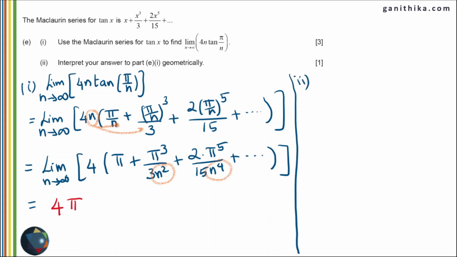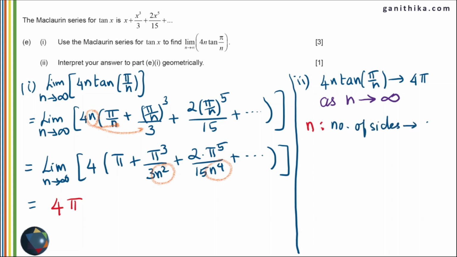And what are we going to do for question 2? We are going to interpret this answer geometrically. From question E1, we understood that 4n tan pi over n became 4 pi, the area or the perimeter of the polygon as n tends to infinity was equal to 4 pi. So the polygon's area or perimeter became 4 pi as n tends to infinity. What is n? n is the number of sides. So as the number of sides tends to infinity, we have the area or the perimeter equal to 4 pi.